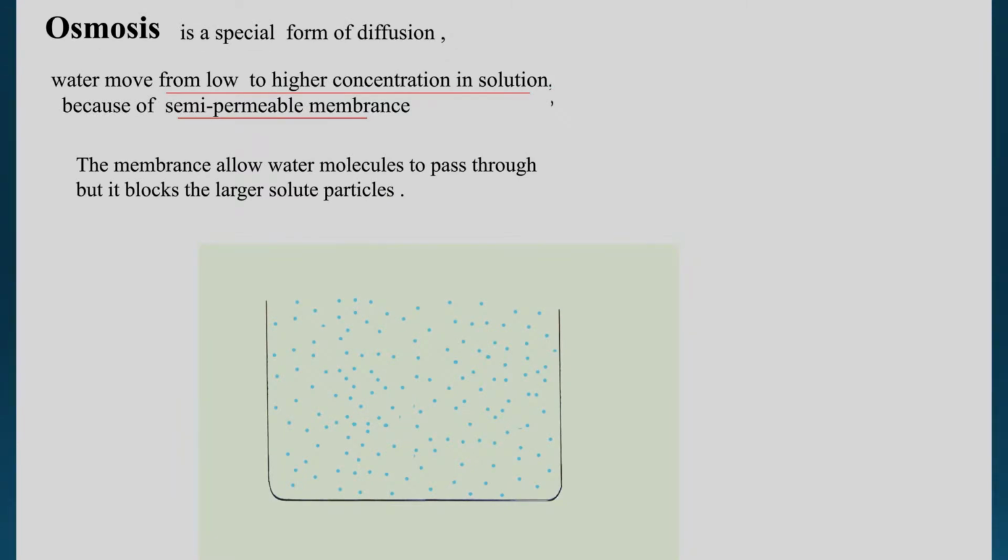Now I'm going to talk about a special type of diffusion. This rule is quite opposite. The water moves from low concentration to high concentration. Look, from low concentration to high concentration. Don't you think this is a bit upside down? And this needs a bit of a trick.